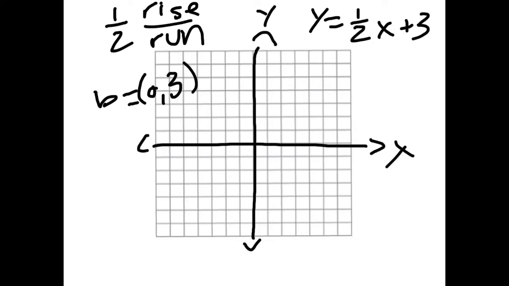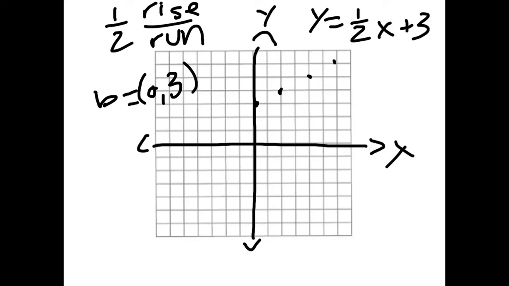So my starting point is 0, 3. And now I'm rising 1 because it's already a fraction. My rise is on the top of that fraction and my run is on the bottom of that fraction. So I'm going to rise 1 and I'm going to run 2. So basically, in this case, I am rising fewer numbers than I am running.